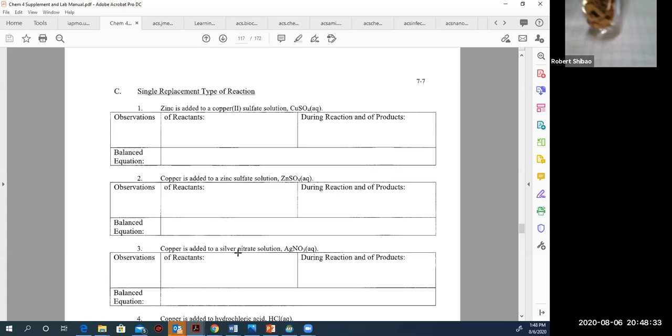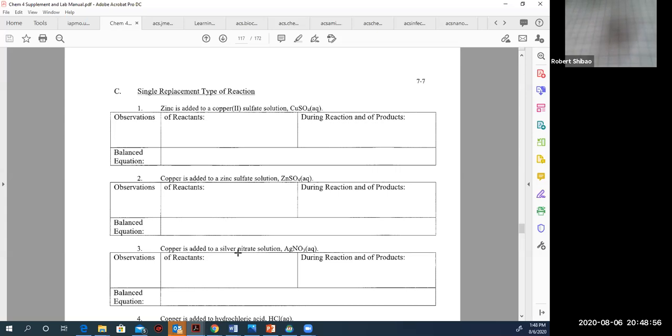Look at C2. C2 might look a little bit shinier, but other than that, nothing really happened. C2, there's still no reaction there. And C3, definitely a reaction here.